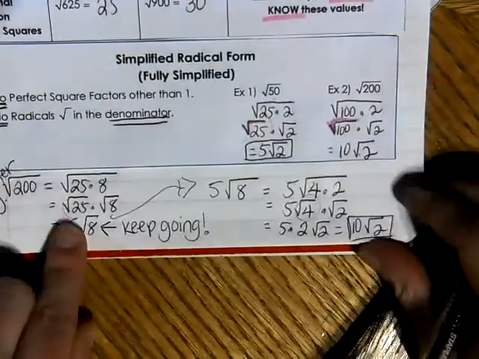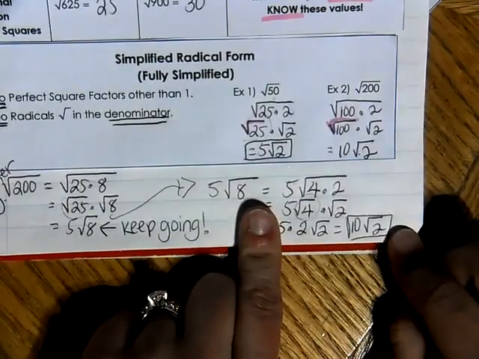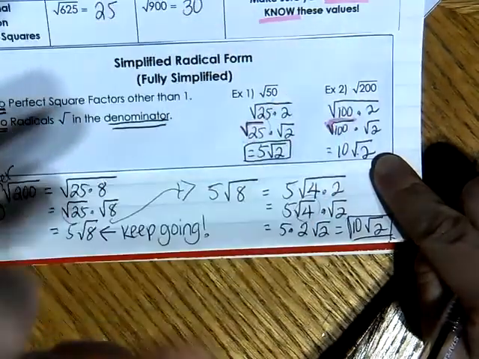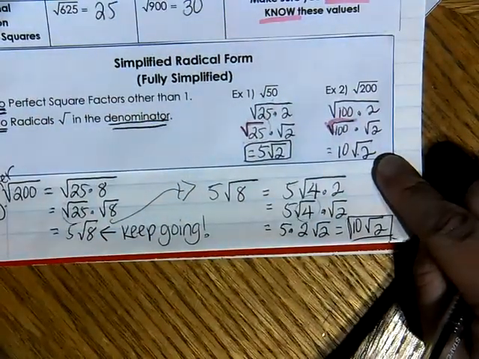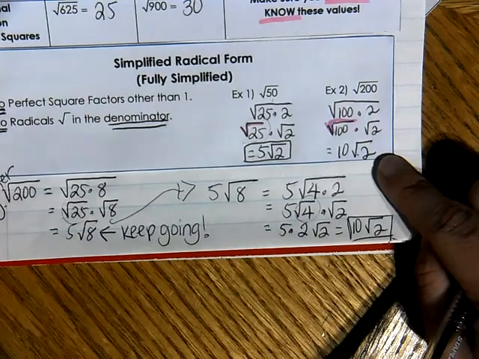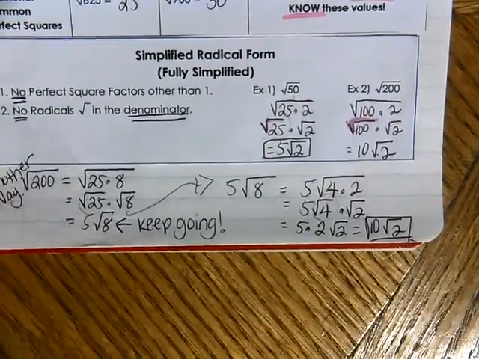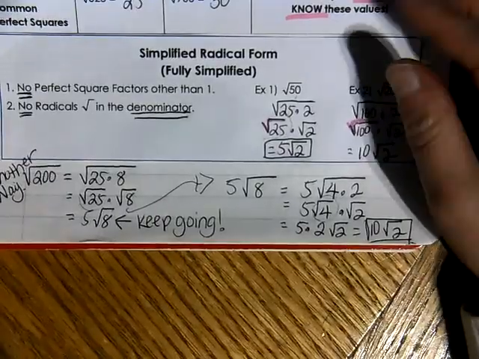But do you see how much more work that is to keep going? It's a lot easier just to find the biggest perfect square factor from the start. If you don't, it's okay. You just have to keep going and you can still end up with the right answer.